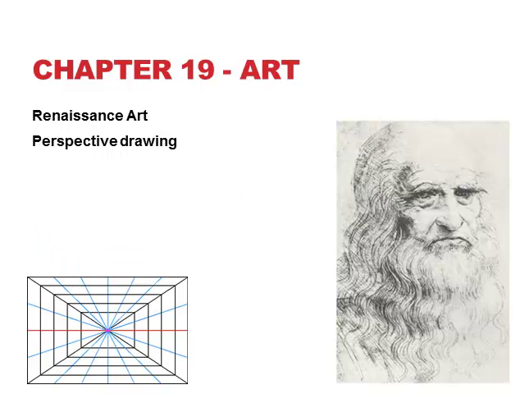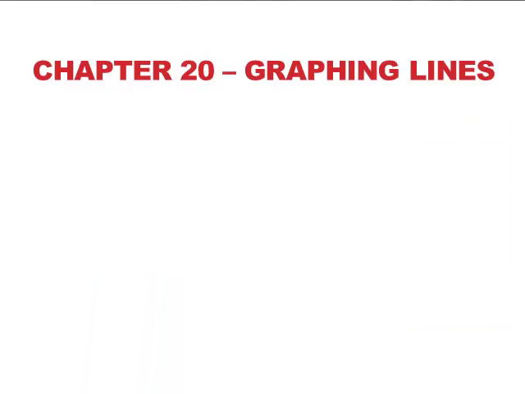Chapter 19 was about Renaissance art and perspective drawing, so look in the back of the book for some sample types of questions, some multiple choice type questions I might ask about those topics. Chapter 20 is about graphing lines. There are 8 problems on the test about graphing lines.